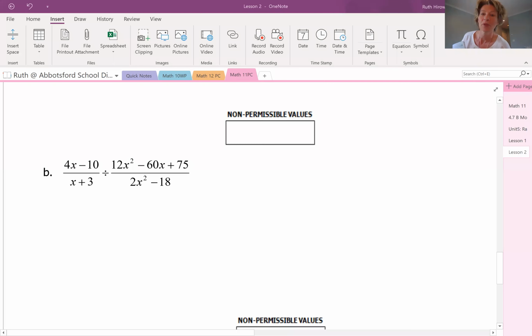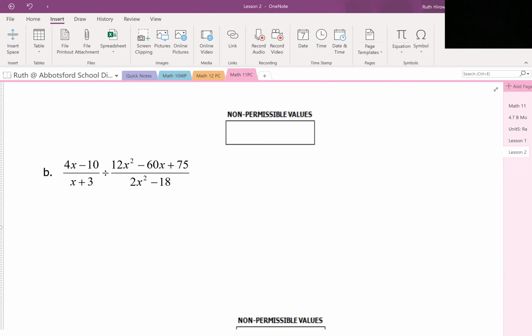So let's work through one more example with you here. I'm just going to share my screen, and there we go. And let's have a look. All right, so example 3b, we're looking at a division question.